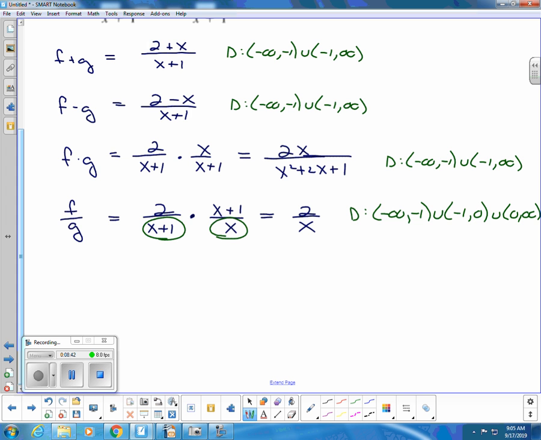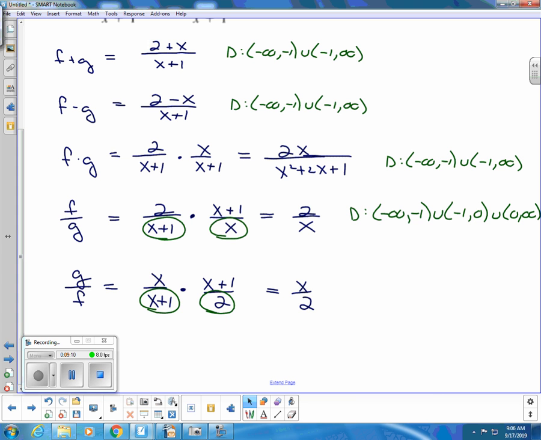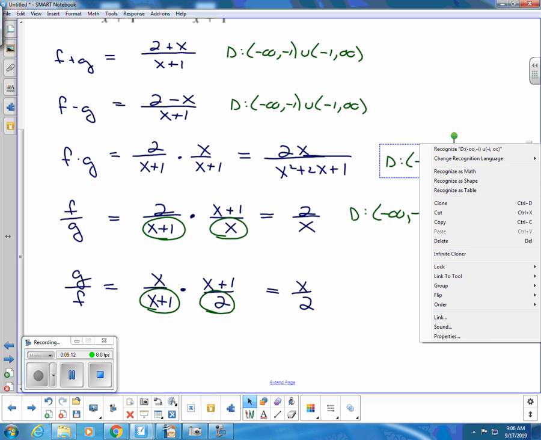If I do g over f, I'm going to get the same idea. So it's going to be x plus 1 times the reciprocal. Again, the x plus 1's cancel. And here you're left with x over 2. But when I flip that, I don't get a domain restriction with a 2. So our domain here is back to the original. It just can't equal -1.